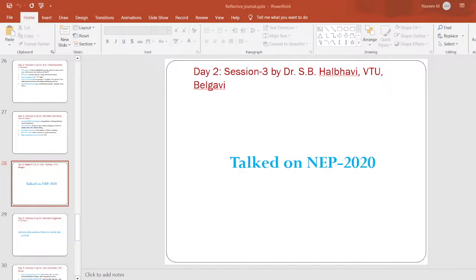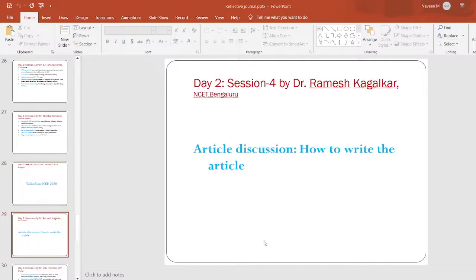Then the last session was again by Dr. Ramesh Kagalkar. The previous day he taught us how to read research papers. The next day he taught us how to write research papers: how to write, what the aims are, what the objectives are. Through some activity, he made us create an article.